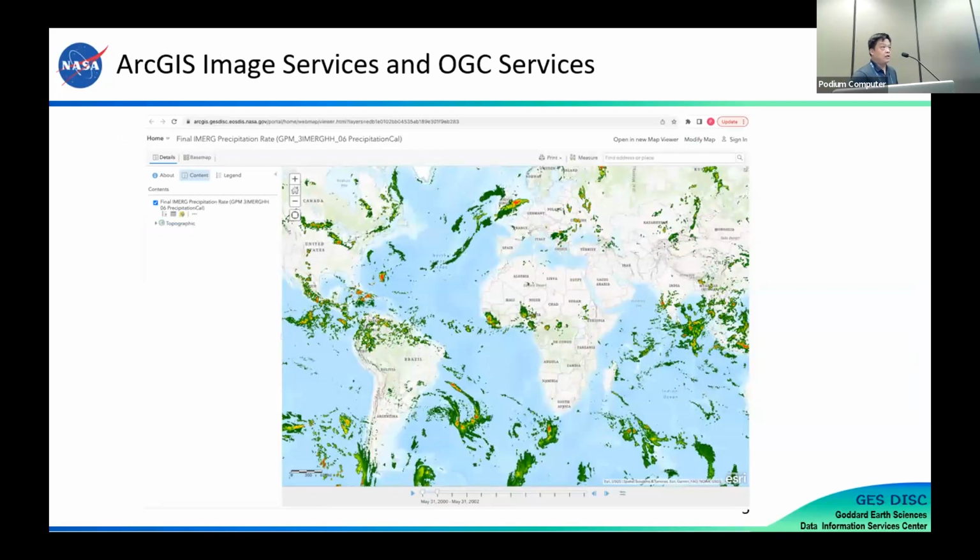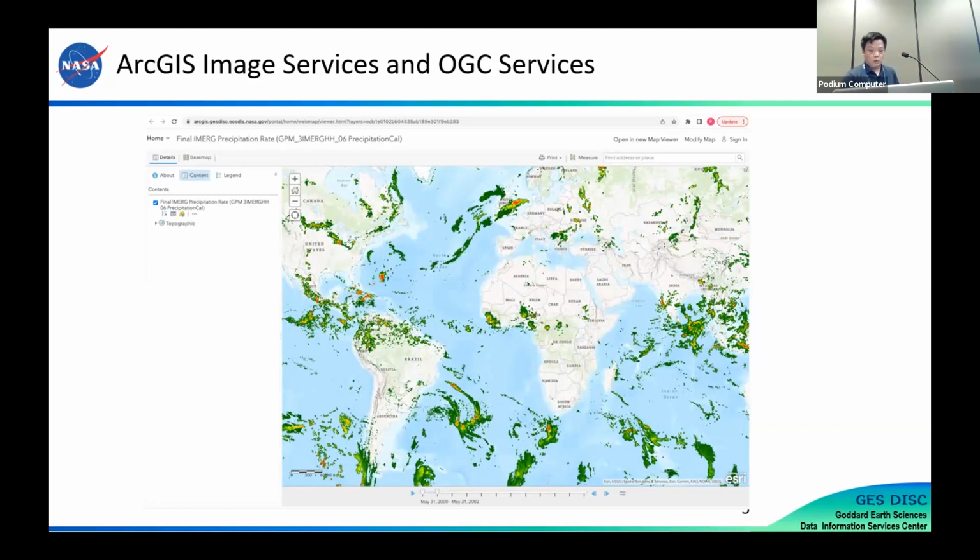So in recent years, we have collaborated with the Esri ArcGIS Image team to make our data available through the ArcGIS Image Service and the related OGC services. ArcGIS Image Service provides a powerful means of accessing and visualizing imagery and raster data within the ArcGIS ecosystem. OGC services can be accessed through various client applications, including web applications, desktop GIS software, and other applications that support web services. This picture shows rendering GPM IMERG data through the ArcGIS Image Service in the online map view.